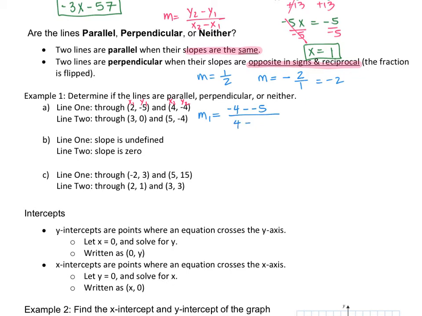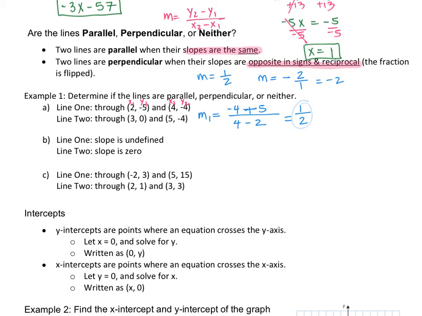x2 minus x1, sorry, meant to say x1, which is 2. So in this case, 2 negatives make a positive, so this becomes a plus sign. So I'll just cross it out and make a plus sign. And then negative 4 plus 5 is positive 1. 4 minus 2 in the bottom is 2, so I get a half here. I'm going to highlight that, so I have a half.